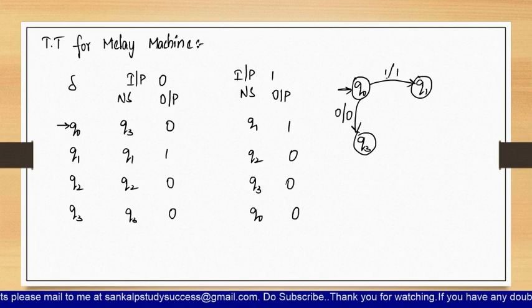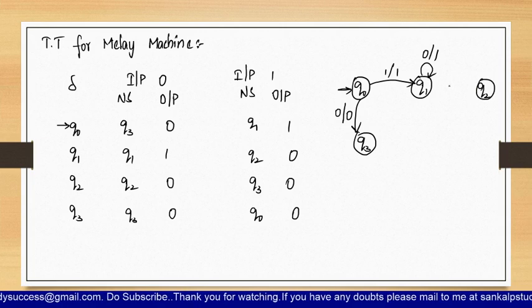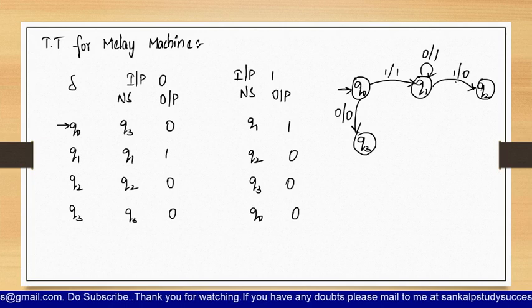And the output is 1, right? By applying 1, it goes to Q1 and the output is 1. Here, for Q1, if you apply 0, it again goes to the same state, which is nothing but the self loop 0, but the output is 1. And then by applying 1, it goes to Q2, and the output is 0.